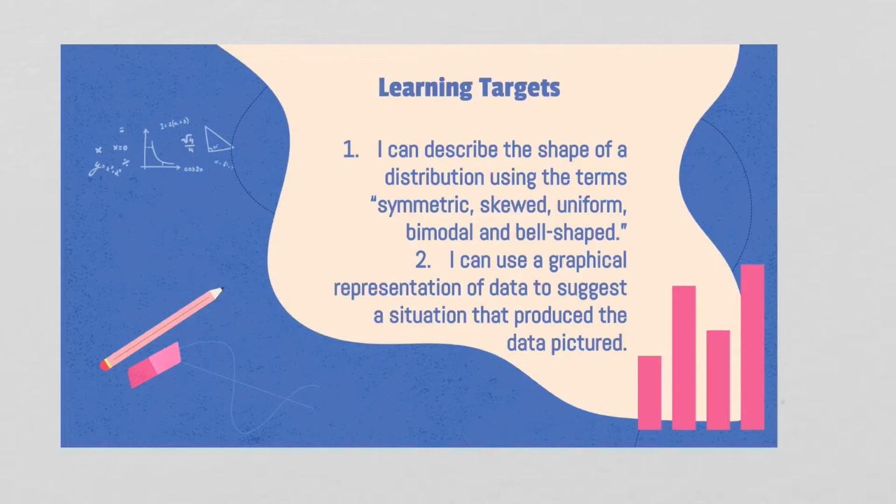So the learning targets, go ahead and write these down. You should be able to describe the shape of a distribution using the terms symmetric, skewed, uniform, bimodal, and bell-shaped. And you should be able to use a graphical representation of data to suggest a situation that produced the data pictured.